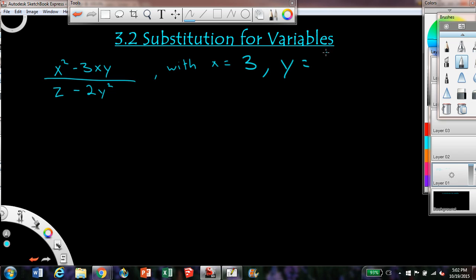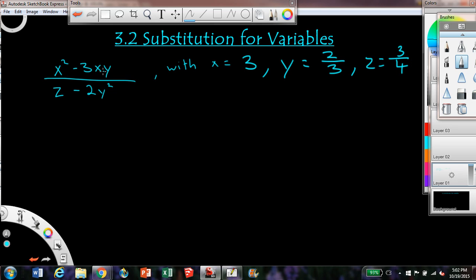Let's make y 2/3. And do I want a fraction here? Sure. Let's make z 3/4. Okay. This just got nasty. All right. Now let's do this.